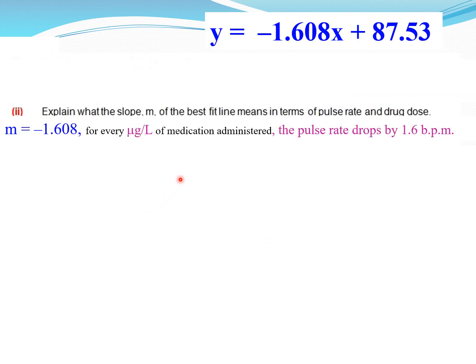Second question, explain what the slope m means in terms of the pulse rate and the drug dose. M equals minus 1.6. So basically for every microgram per litre of medication administered, the pulse rate drops by 1.6 beats per minute.